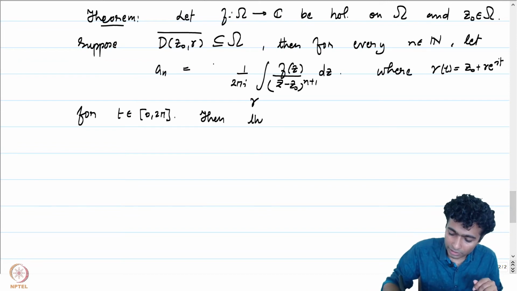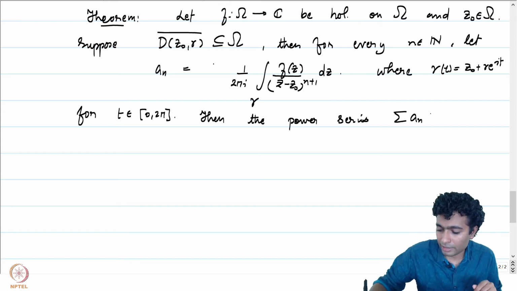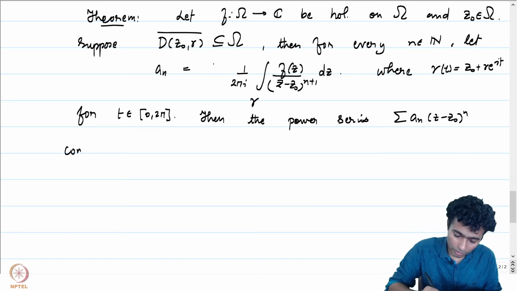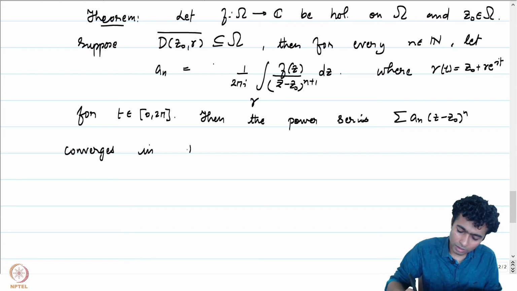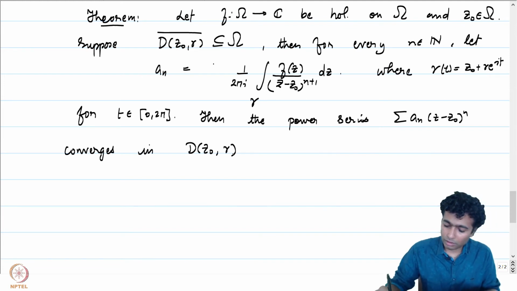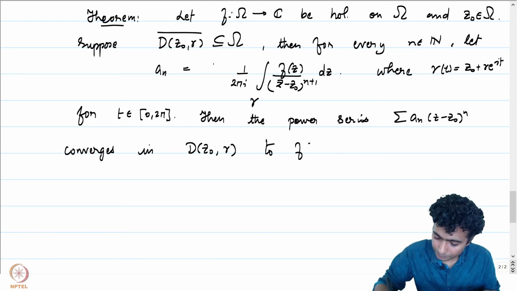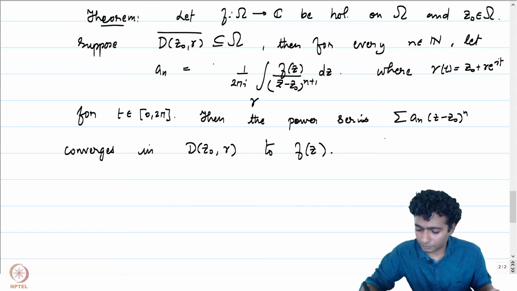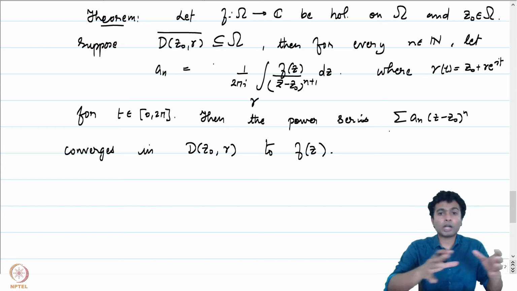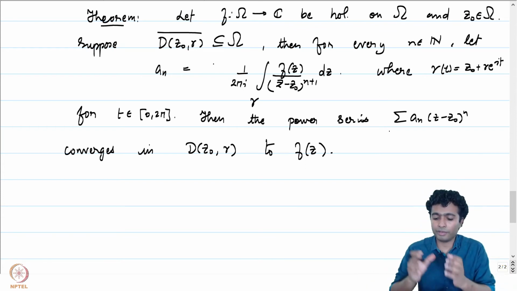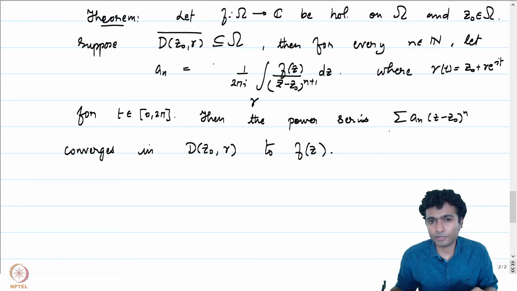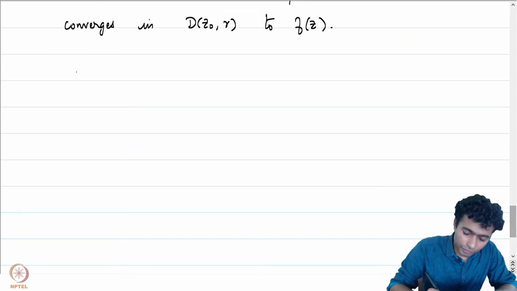the power series summation a n times z minus z0 to the power n converges in D(z0, r), and it converges to none other than f of z itself. So this theorem tells us that if you start off with any holomorphic function, locally we have a power series expansion. Not only do we have a power series expansion, we know explicitly what the coefficients of the power series expansion will be. Let's give a proof of the statement.